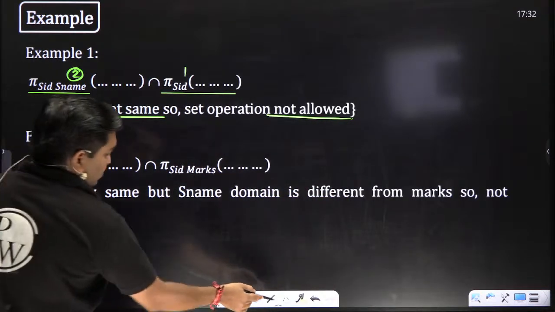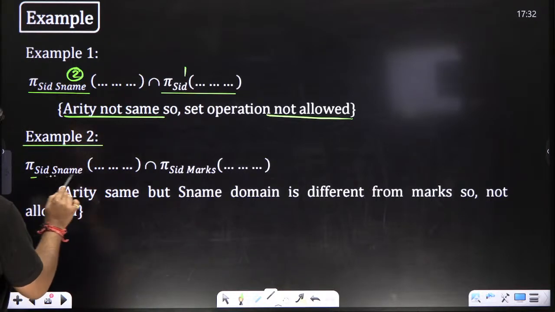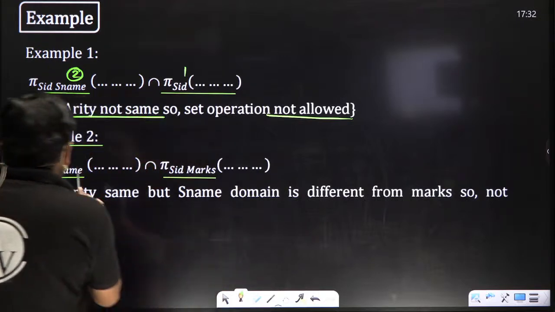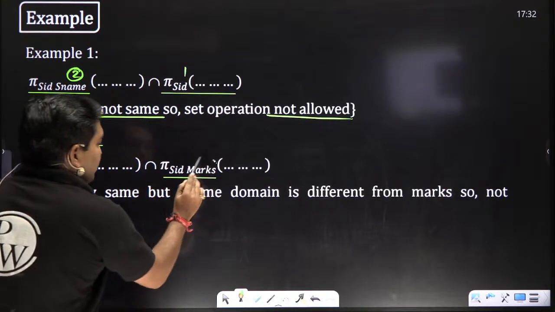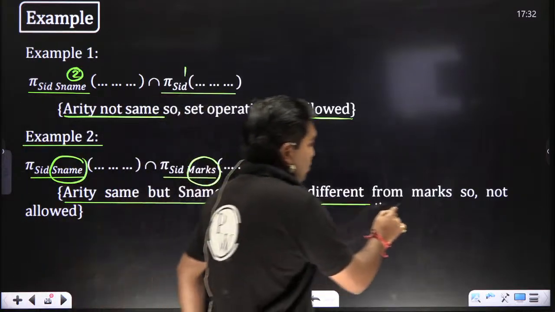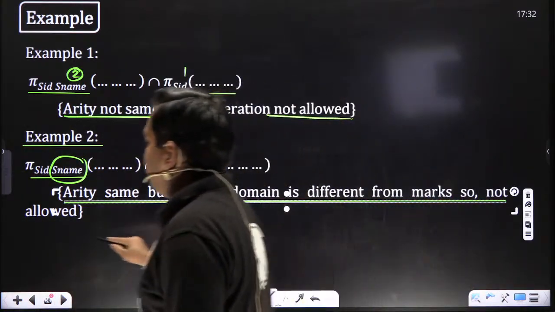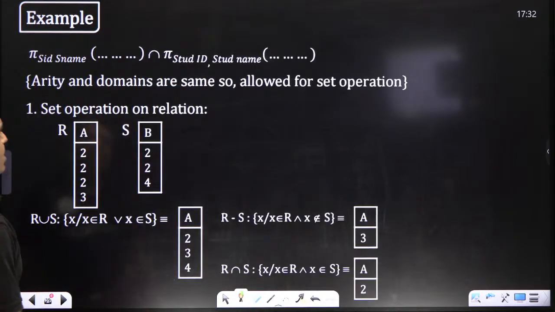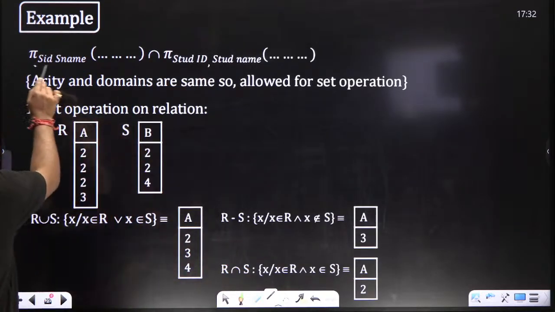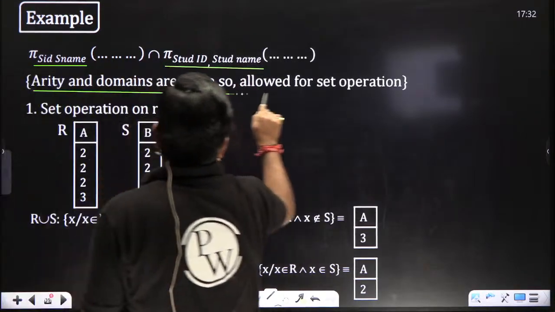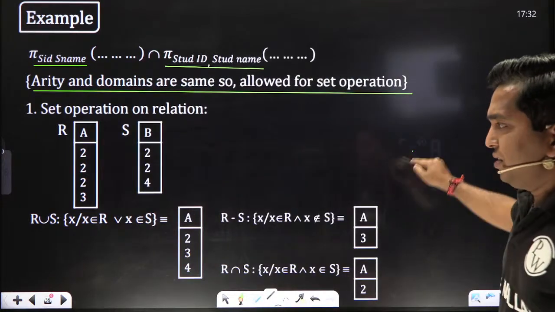Second example: arity is the same, but here we have S name, here we have marks. Arity is the same, but the S name domain is different and the marks domain is different, so set operation not allowed. When it is allowed: like you can see, student ID and name, here ID and name. Arity and domain are the same, so set operators are allowed.